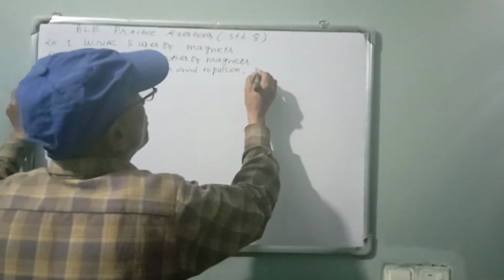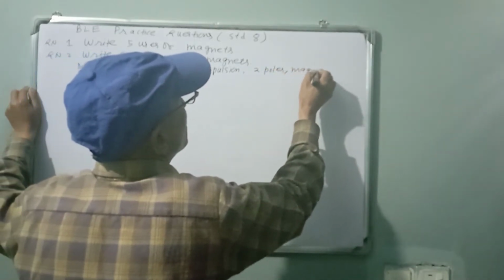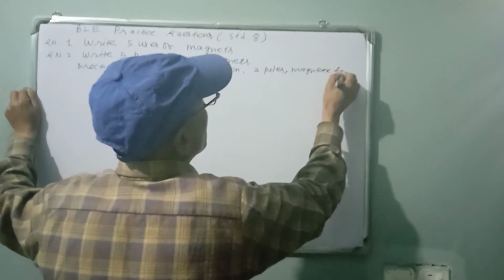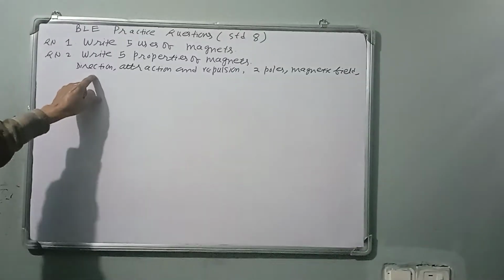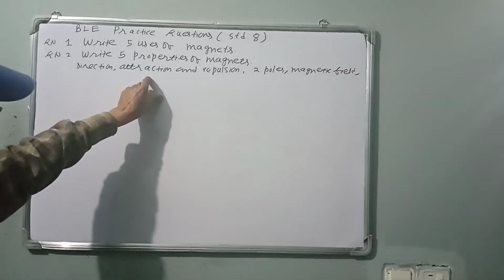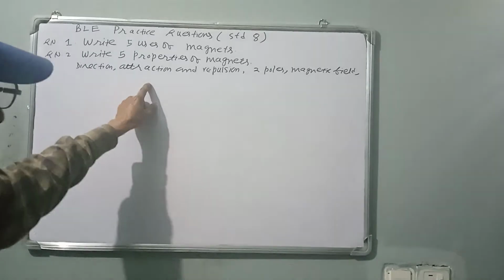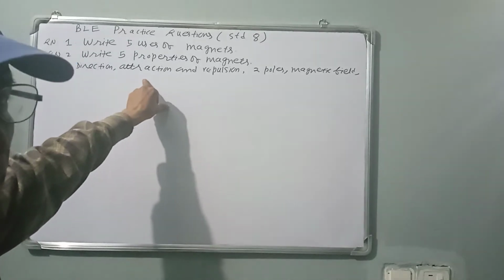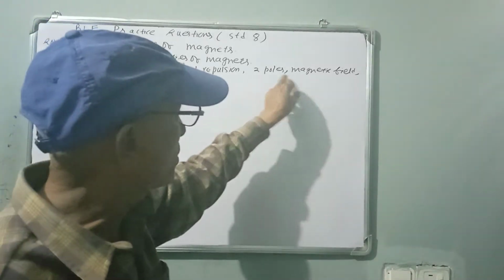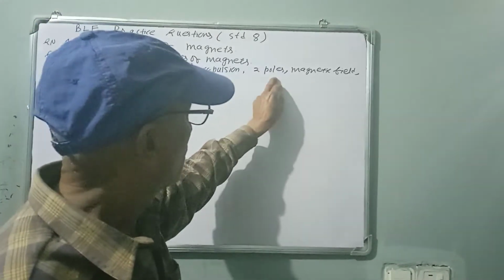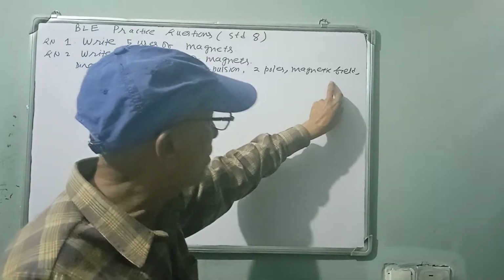Another, two poles, magnetic field. Direction: it shows north-south direction. Like poles repel, unlike poles attract. Another, a magnet attracts magnetic bodies. A magnet has two poles which cannot be separated. Magnetic field: each and every magnet has a magnetic field.